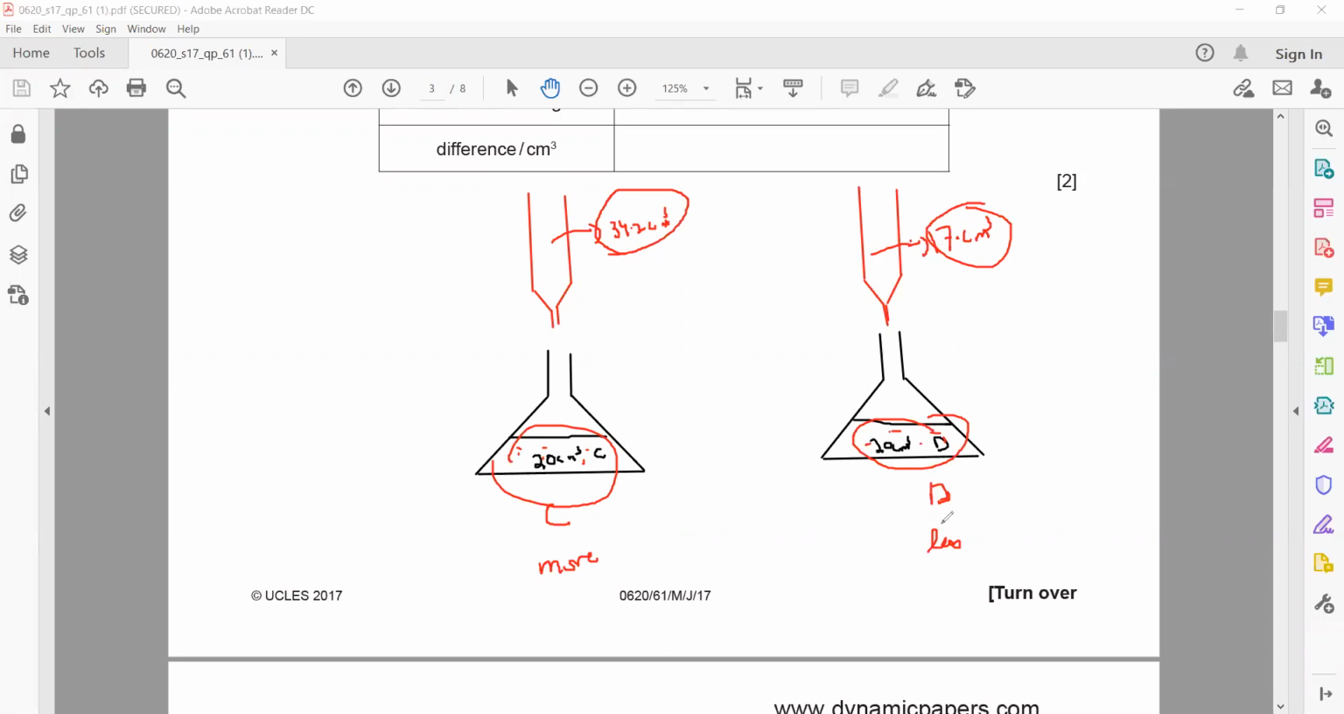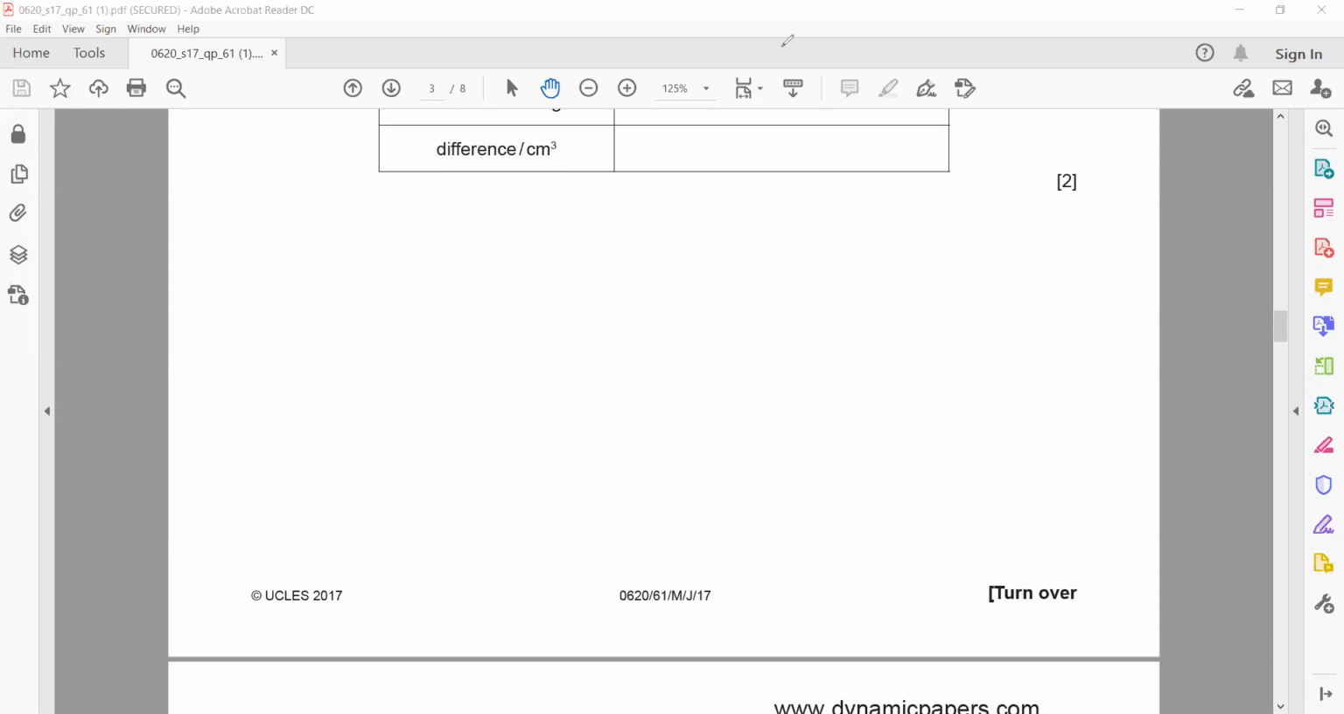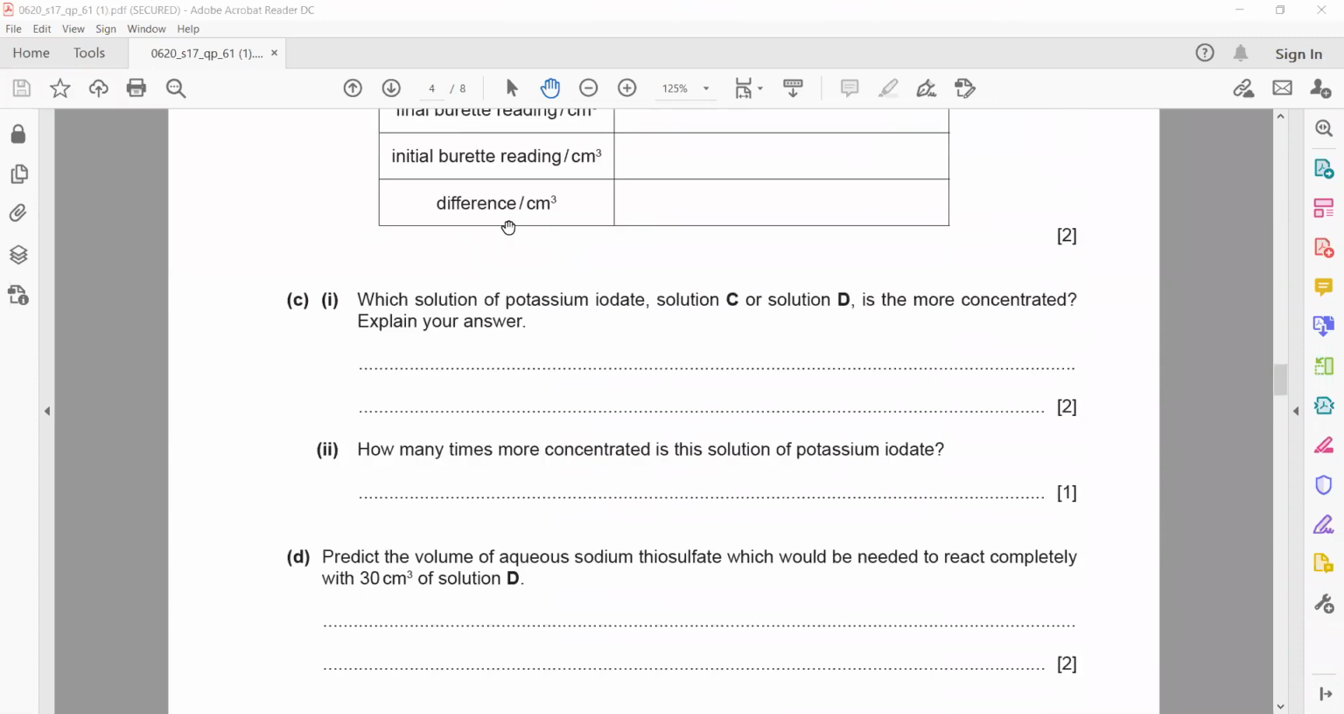So the second part: which solution of potassium iodide solution in the conical flask is more concentrated, and explain your answer. So which is more concentrated? C is more concentrated because it needs a greater amount of thiosulfate for a complete reaction.